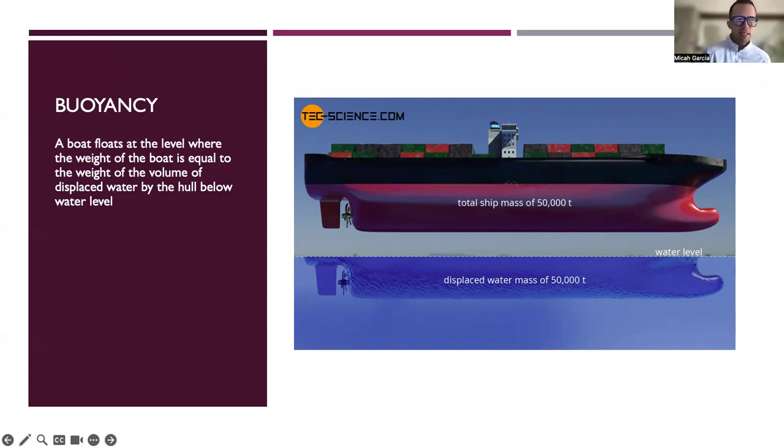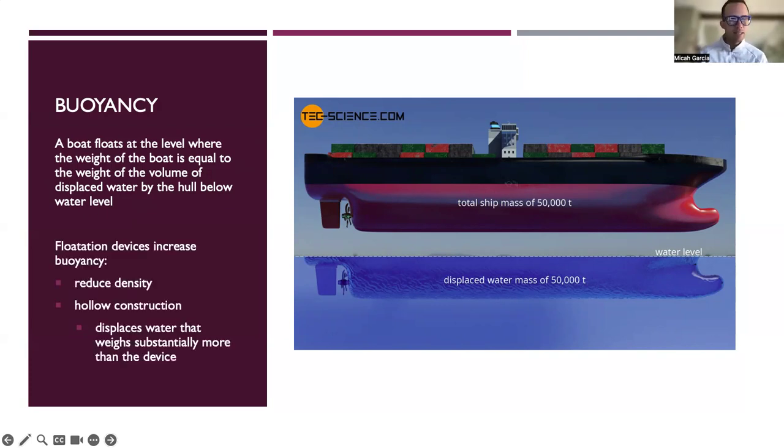So what you see here is that the displaced water has a mass of 50,000 tons, and it's essentially going to be distributed so that however much of the boat sinks down is going to be equal to however much water is displaced. And so there are essentially two different techniques for how flotation devices are used to increase buoyancy.